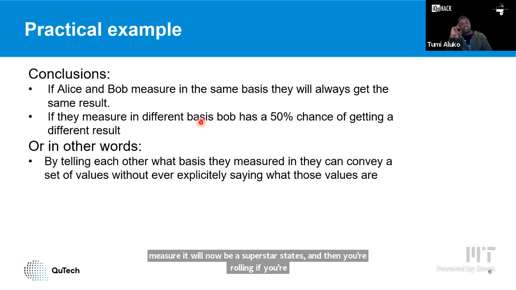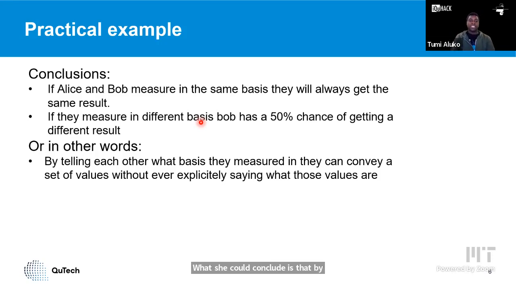So what you could conclude is that by telling each other what basis they measured in, let's say Alice and Bob measured in random bases. So first they both measured in the same basis, then they measured in different bases, and then they measured in the same basis again. They can essentially convey information. For example, if Alice measured 1 in the first round, Bob also would have measured 1. If they measured in different bases in the second round, then that's too bad, so we ignore that. But if they measure in the same basis in the third round, then they can know for sure that they have the same value. So by communicating what basis they've measured in, they can essentially convey the states, or convey information, in a way that they do not explicitly have to say what the contents of that information is.